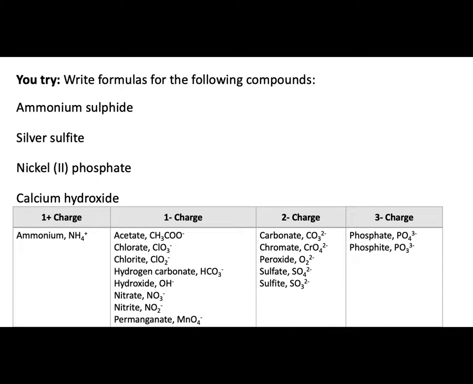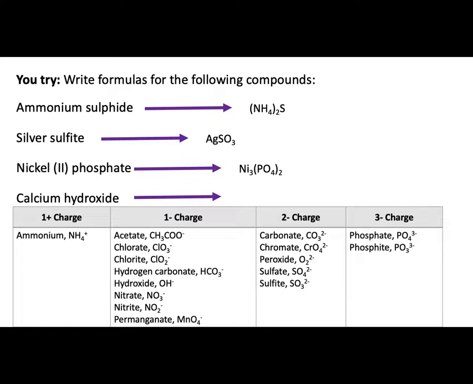Okay, last one for you to try. Pause the video and try writing the formulas. Press play when you're done. Okay, how'd you do? Ammonium sulfide is (NH4)2S. Silver sulfide is AgSO3. Nickel 2 phosphate is Ni3(PO4)2. And calcium hydroxide is Ca(OH)2. All right, go ahead and complete the assignment on Teams.